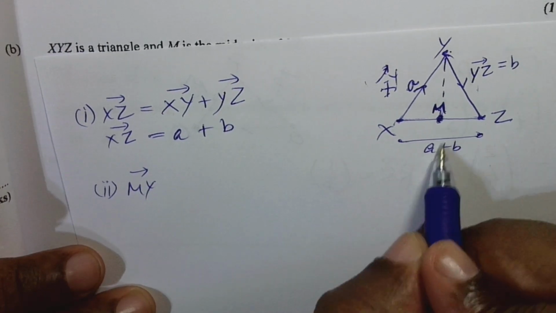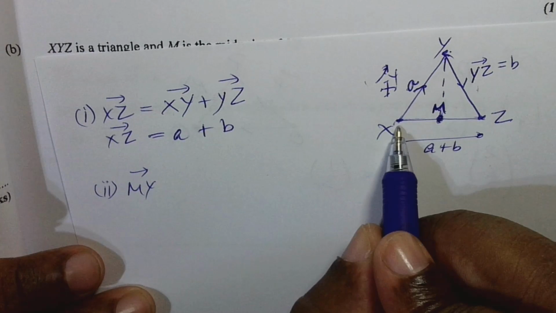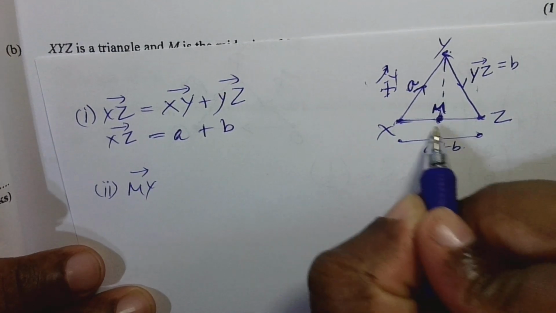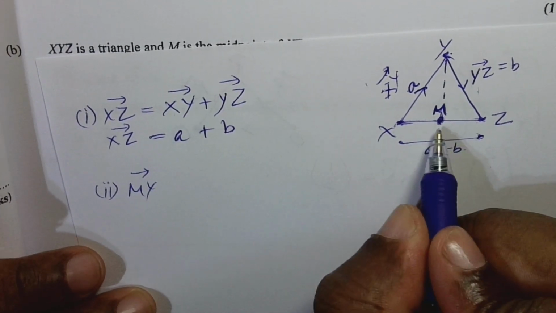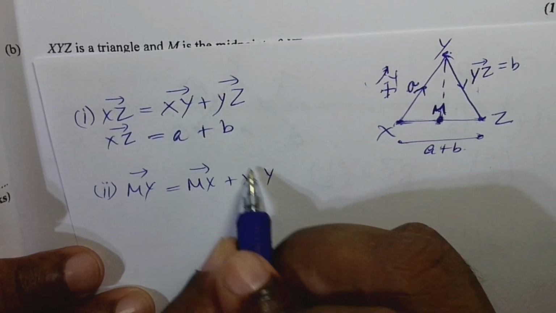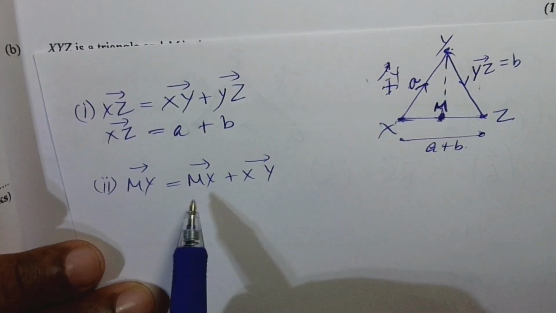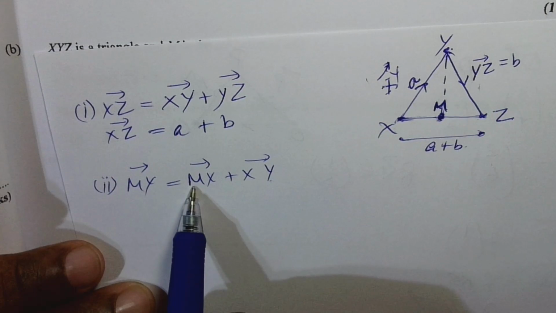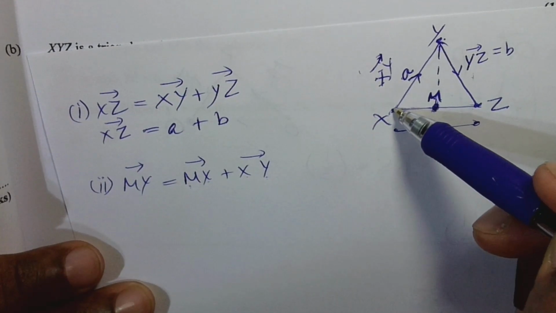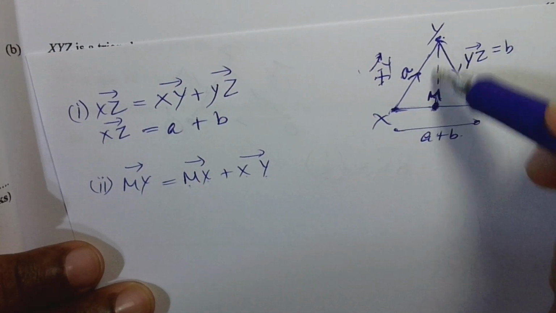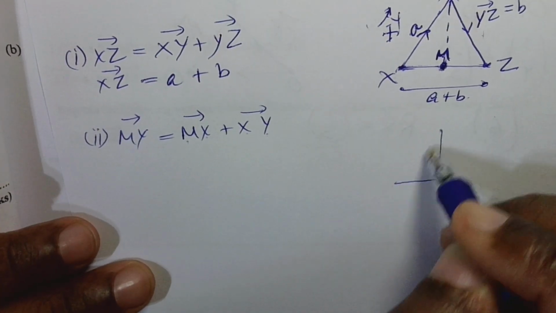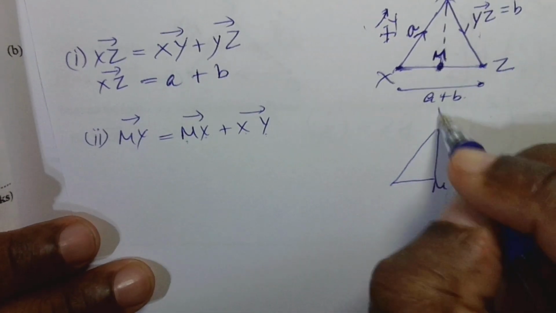Two vectors that are parallel and the same length carry the same vector. So from here to here, this is A plus B. So if we want to go from here to here, it will be half of this, isn't that so? So we're going to go from M to X, and then from X to Y. And at the end of it, we'll have gone from M to Y. So vector MX plus vector XY will give us the same vector as vector MY. Alright, this is M, this is Y, and this is X.